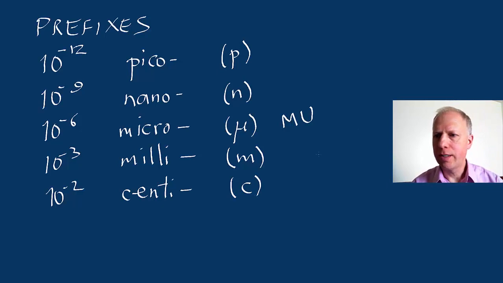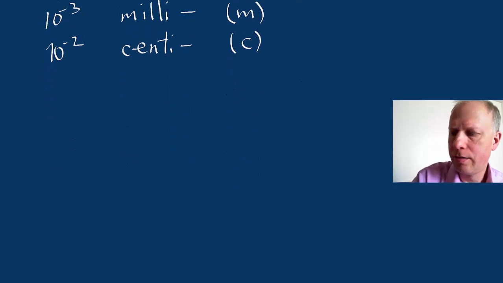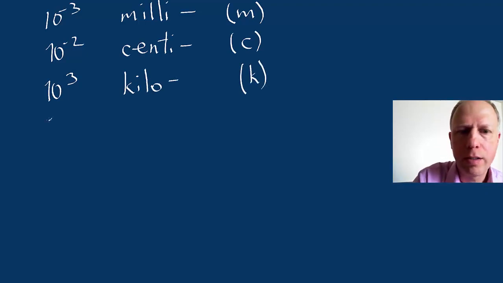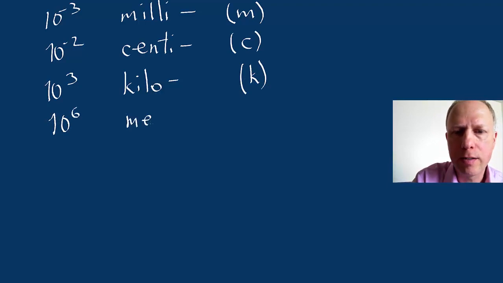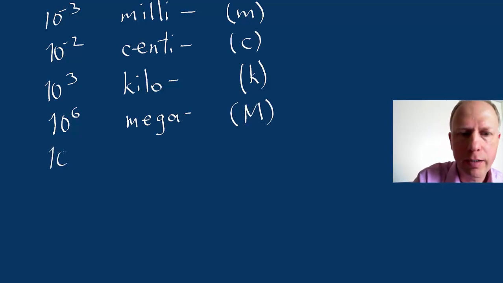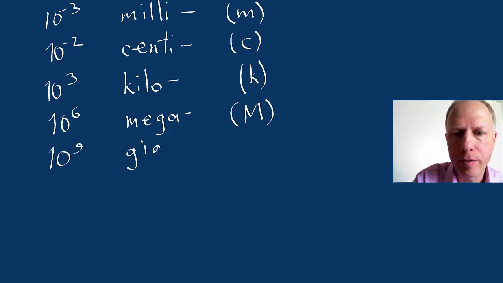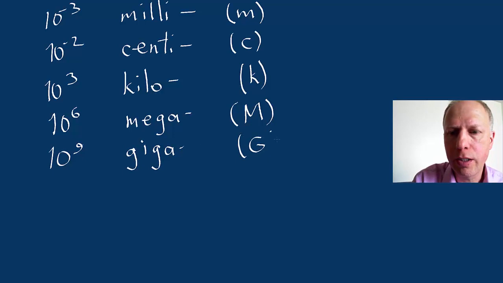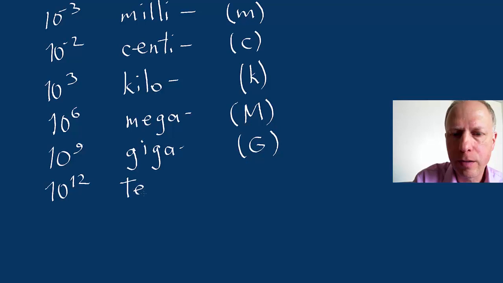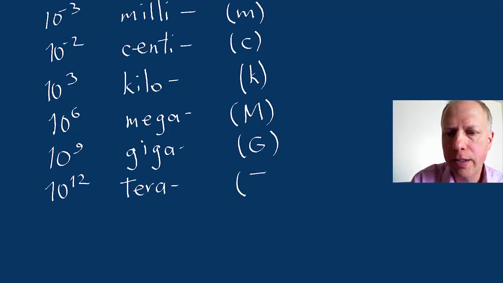Now for quantities that are bigger than the base units, 10 to the 3 is kilo, little k. 10 to the 6th is mega, which is abbreviated with a capital M. 10 to the 9th is giga, capital G. And 10 to the 12th is tera, with a big T.